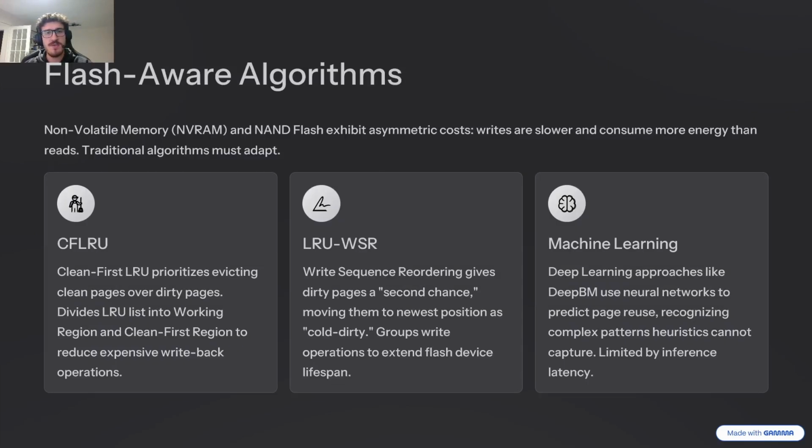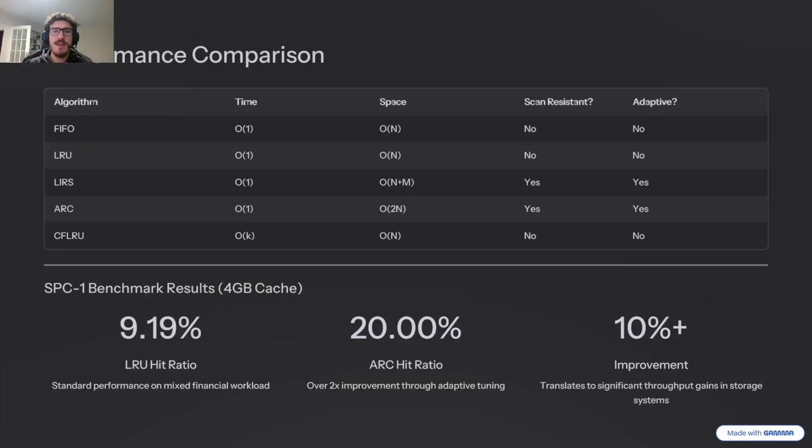Hardware is changing too. We now use SSDs and NVRAM. On these devices, writing data is much slower and more expensive than reading. That's why we have algorithms like CFLRU, a clean-first LRU. It prefers to evict clean pages first and keeps the dirty pages in memory longer to save disk life and reduce latency.